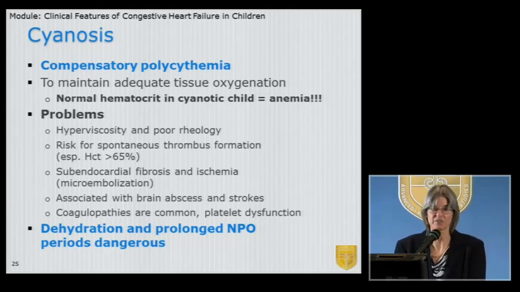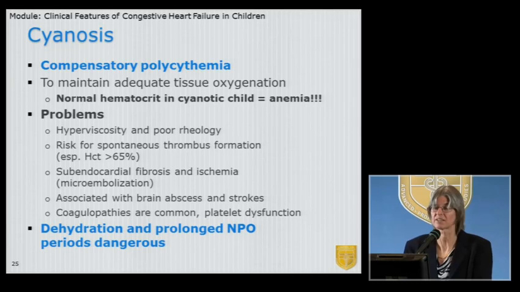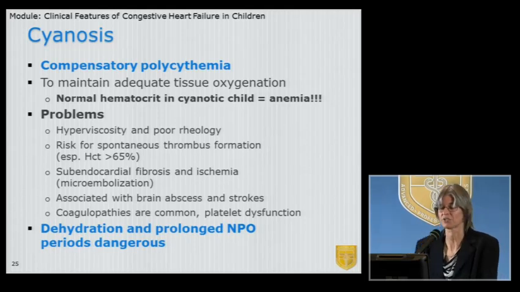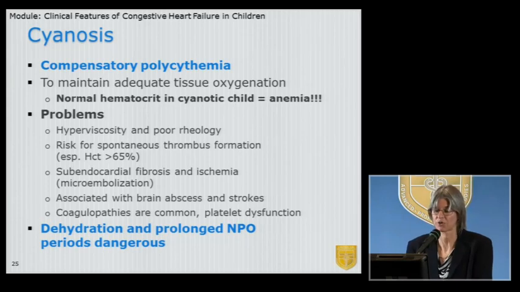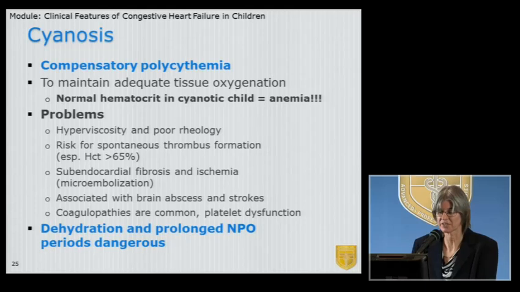If you have a kid that is blue and has a saturation of 70, but a crit of 38, this child is anemic, because this child is supposed to have a crit of 45 or 50. So if you see this kid, you can bet on it that it's either severely malnourished with a poor weight gain or has iron deficiency anemia. So work it up. The cyanosis, I mean, it's a good compensatory response, but the problem is that it leads to significant hyperviscosity and poor rheology and problems in the microcirculation.